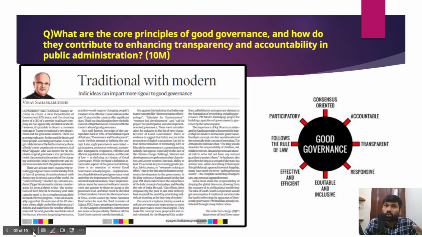And apart from that, you could write a way forward, right? A conclusion which consists of possible suggestions about good governance, and you could also write about the minimum government and maximum governance principle in the conclusion. That actually makes your conclusion more and more appealing.